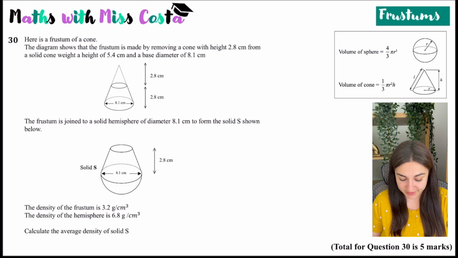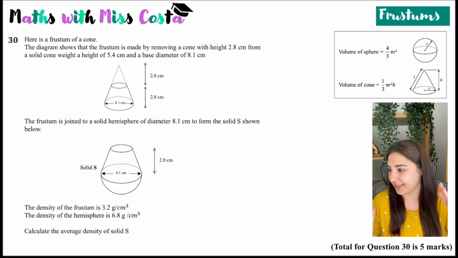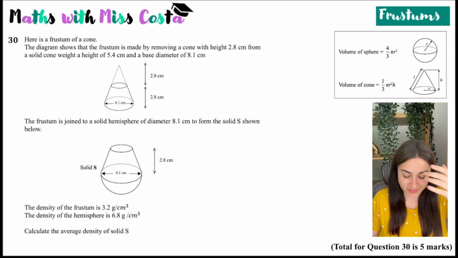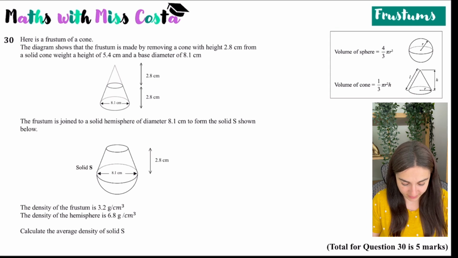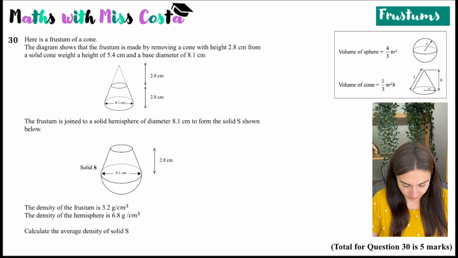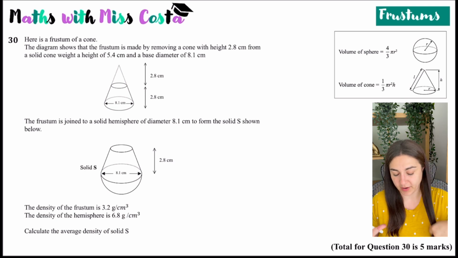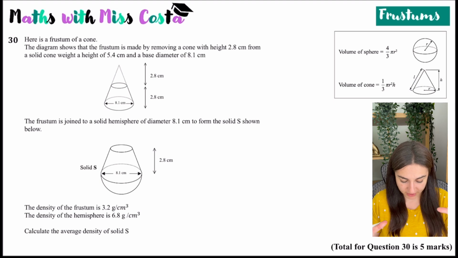So here is a frustum of a cone. All a frustum means is literally like a cone or a pyramid or something, and it's had its top chopped off. So you're left with this kind of weird shape. Okay, that's all a frustum is. The diagram shows that the frustum is made by removing a cone with height 2.8 from a solid cone with a height of 5.4 and a base diameter of 8.1.